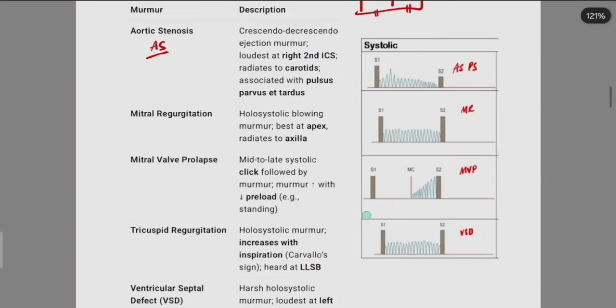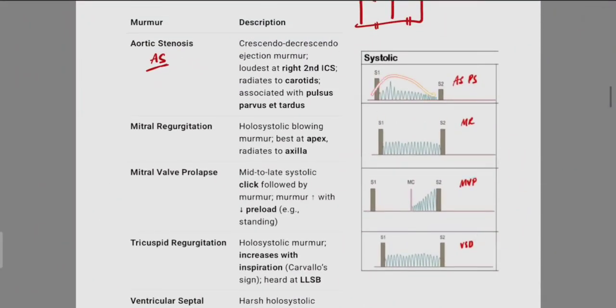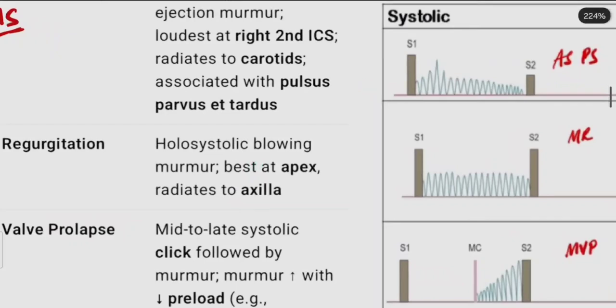Let's quickly move on. So where were we? We were studying aortic stenosis. That is the right second intercostal space, and it radiates to the carotids, associated with pulsus parvus et tardus. So don't get confused. In the carotids itself, you can hear aortic stenosis. So aortic stenosis radiates to the carotids. It is associated with pulsus parvus et tardus.